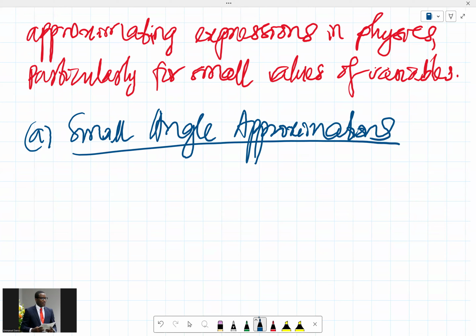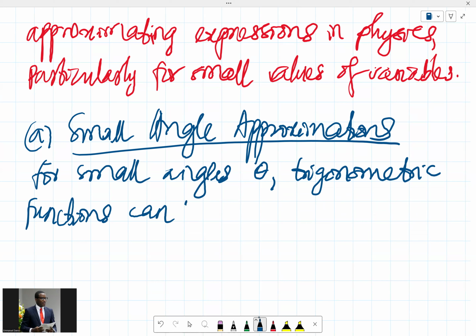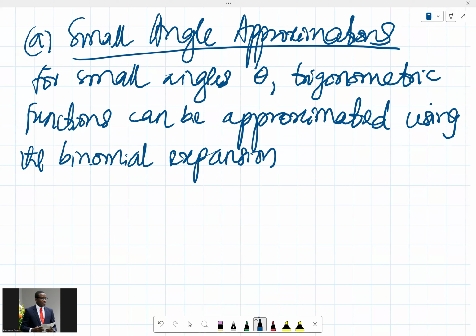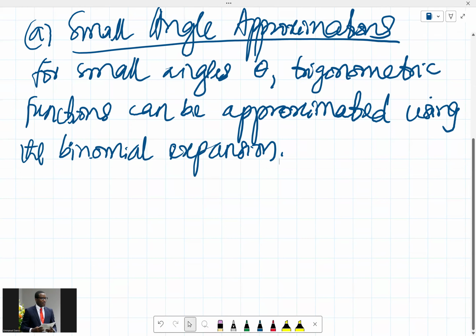So for small angle approximations, imagine that for small angles theta, trigonometric functions can be approximated using the binomial expansion.